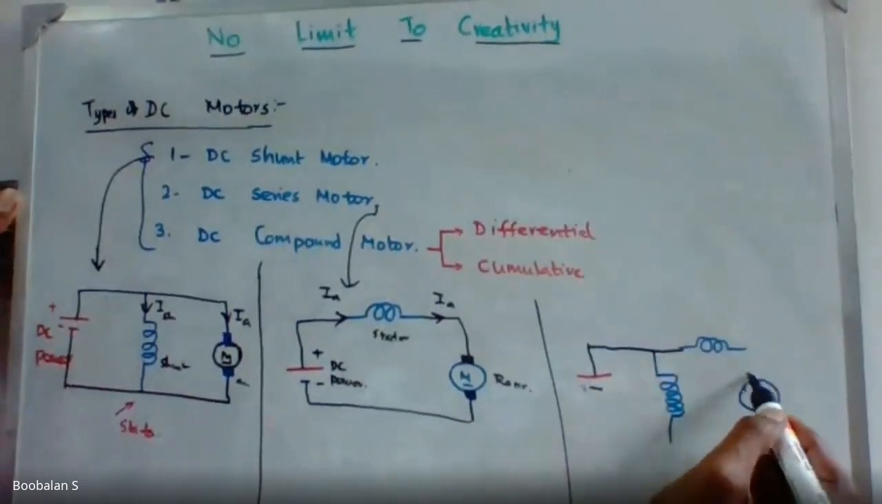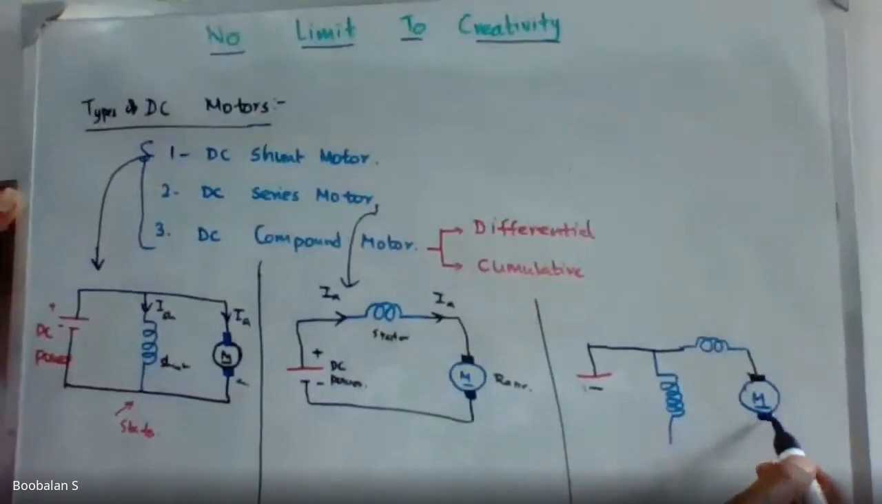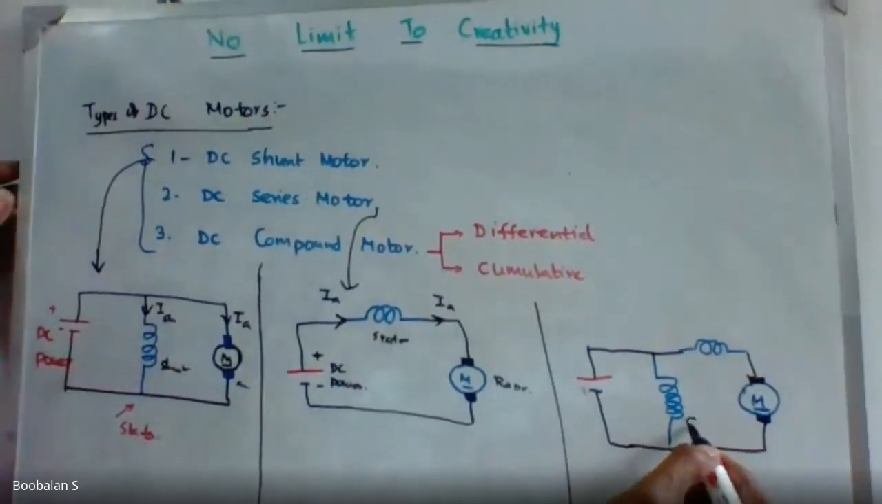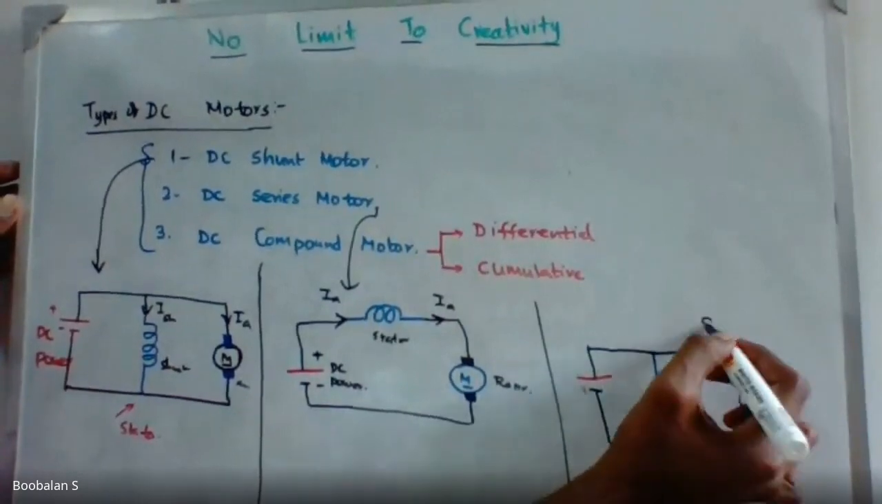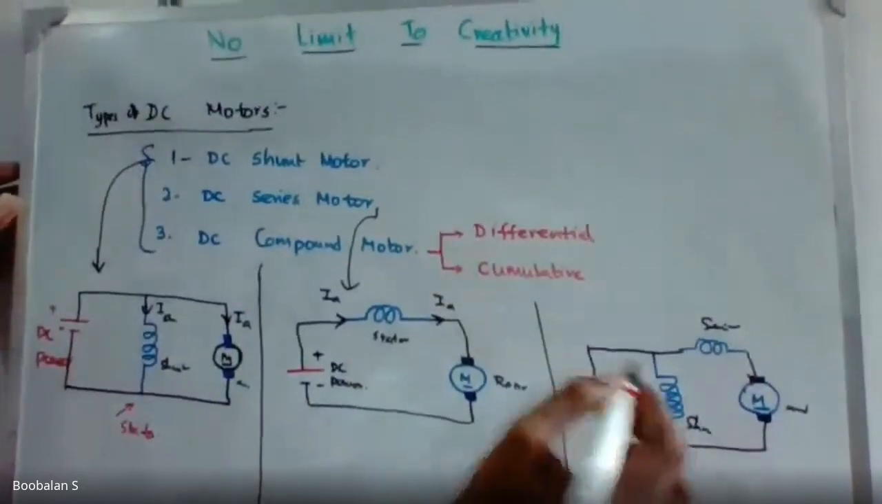So now we'll have a brush. This is the input power, and this is my shunt winding. This is my series winding. This is my armature. This is my plus minus DC power.